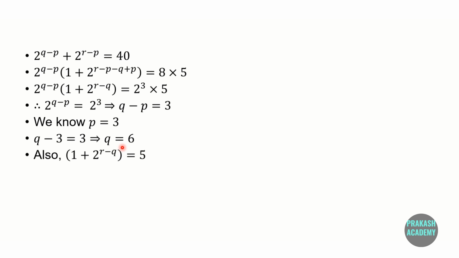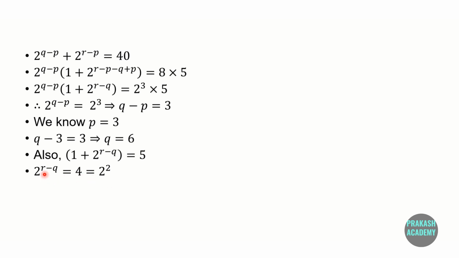Now the second component, I can compare this part with 5. That is 1 plus 2 raised to the power R minus Q, this is equal to 5. Now I can take 1 to the right hand side. So this becomes 2 raised to the power R minus Q, which is equal to 5 minus 1, that is 4. And 4 I can write as 2 raised to the power 2.